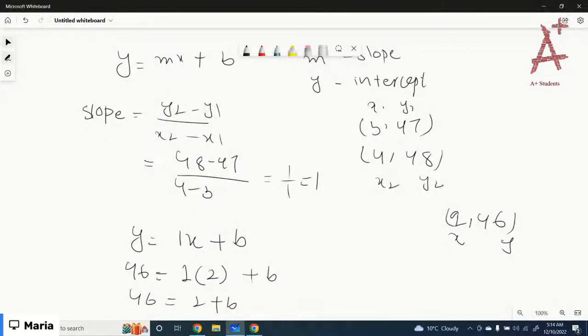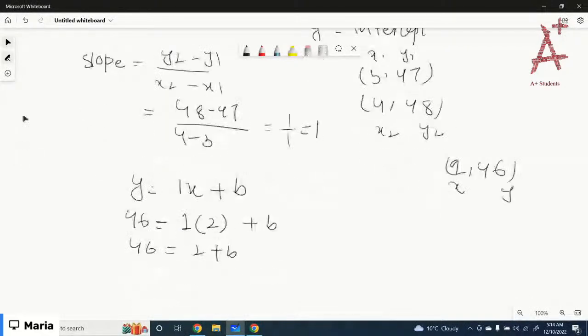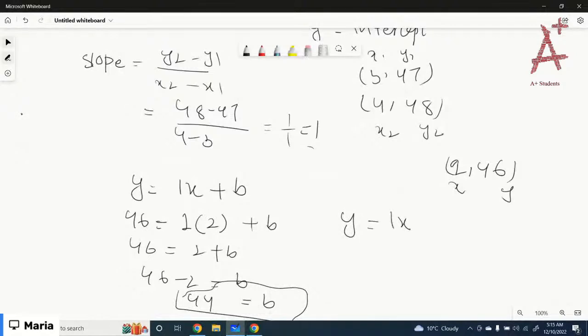Move the 2 to the other side, it would then be subtracted. So that is 46 minus 2 equals b. B equals 44. Got it? This is the value of the y-intercept. So put it in the equation. You already have a slope that is 1. Y equals 1x plus 44. Got it? This is the equation for this table.